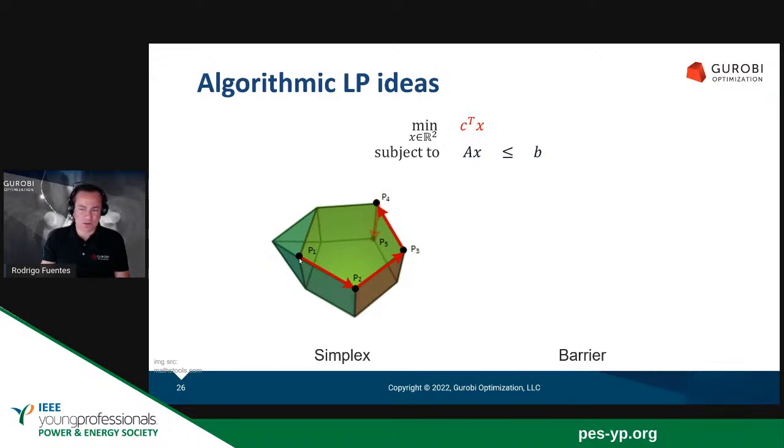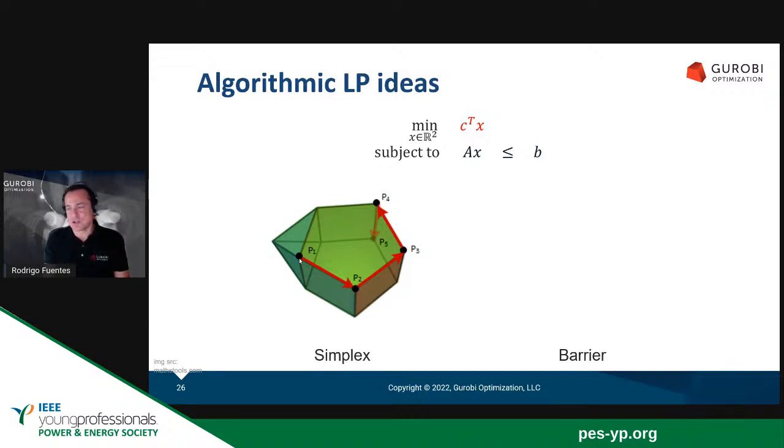There are different ways to move from vertex to vertex. One obvious way is to take the edge leaving P1 that has the highest slope, to make the best progress in reducing the objective function. So this is basically what the simplex method is.